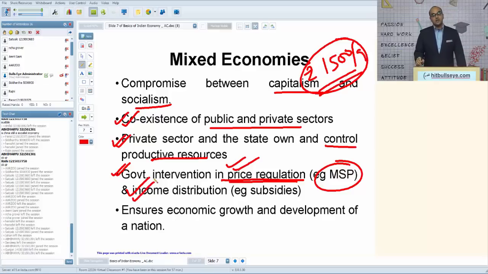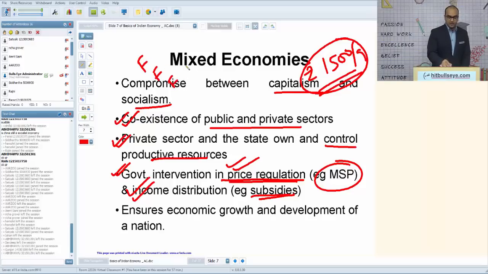And also when you talk about income distribution, over here we can talk about subsidies. The government gives a lot of subsidies in three broad categories: food, fuel and fertilizers. And these subsidies are targeted at the poor people or vulnerable sections of the society like SCs, STs and poor farmers. So the government will intervene in income distribution as well.